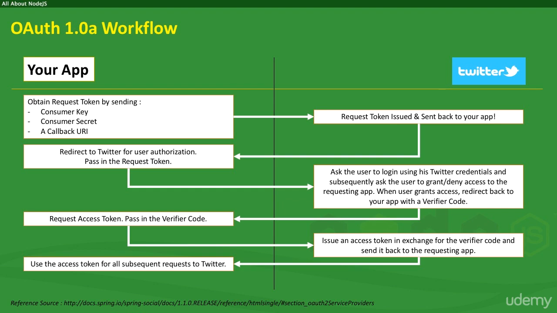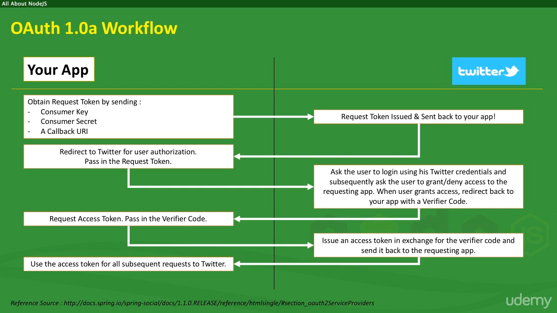Twitter then checks to see if the requesting app with the given consumer key and secret is registered or not. If so, Twitter generates a request token, which is also like an ID, and sends it back as a parameter to your app using the callback URI, which we had provided in the beginning. So step number 2, we get the request token from Twitter.